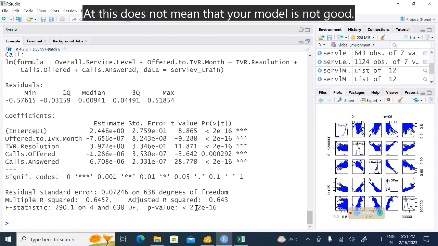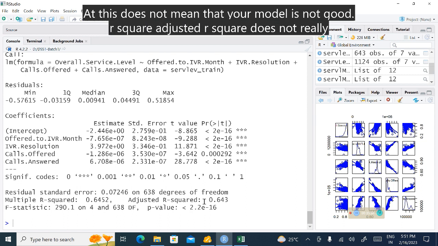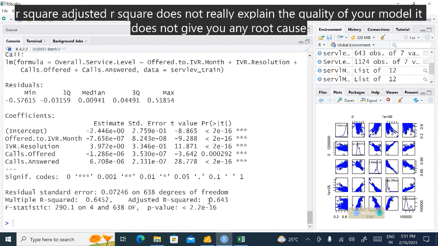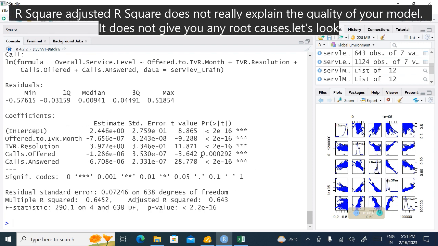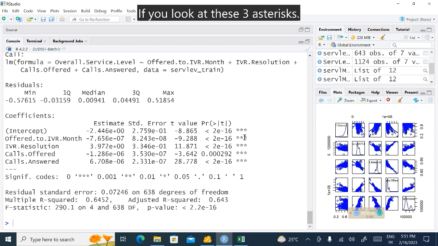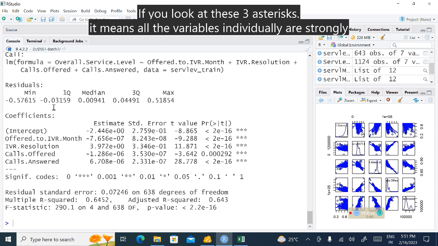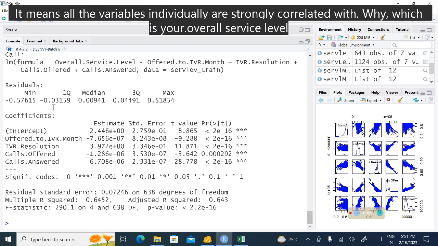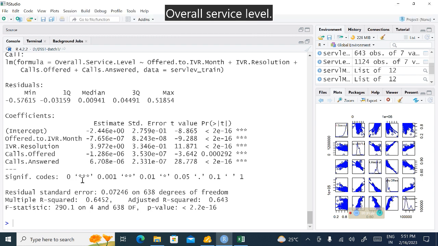R square, adjusted R square, does not really explain the quality of your model. It does not give you any root cause. Let's look at these outcomes. If you look at these three asterisks, it means all the variables individually are strongly correlated with Y, which is your overall service level. Here it says 0, 3 star, 0.002, 1, and so on and so forth.